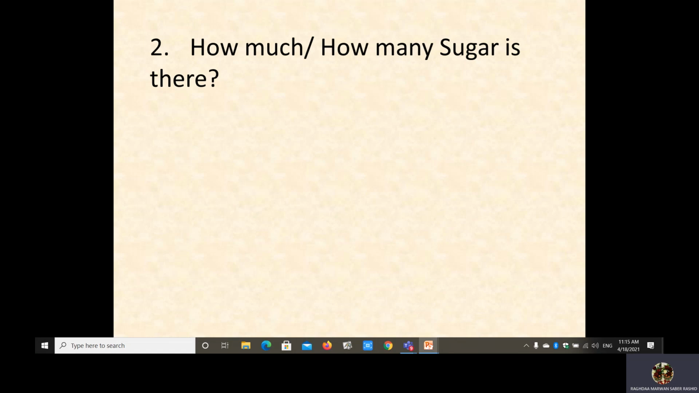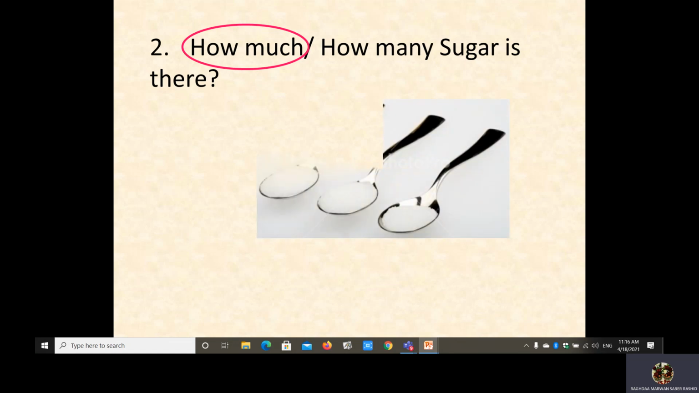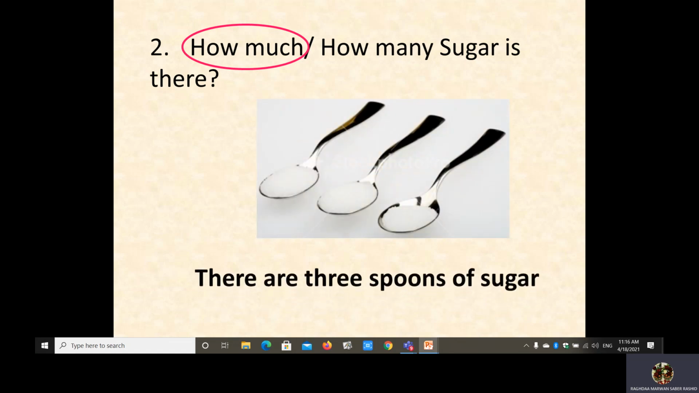How much or how many sugar is there? Sugar, countable or uncountable? Of course, sugar is uncountable. We can't say sugars. We can't add s at the end. We can't make it plural, so it's uncountable. In this case, what do we use? Yes, we use how much. How much sugar is there? There are 3 spoons of sugar. He uses containers to talk about sugar. 3 spoons of sugar.